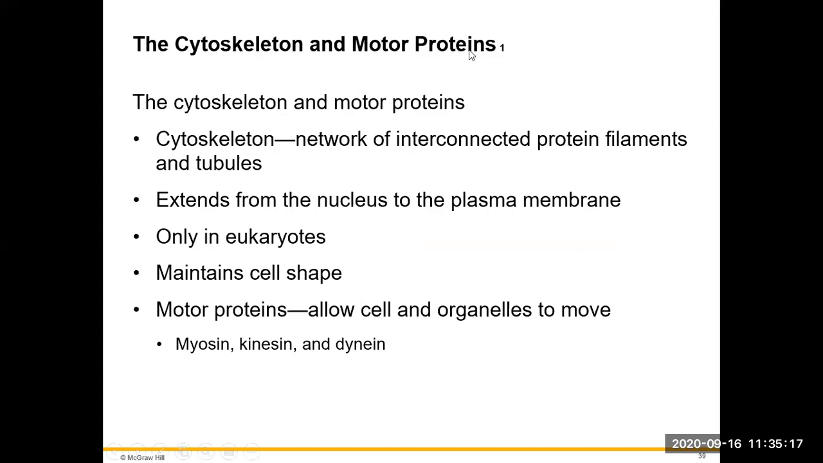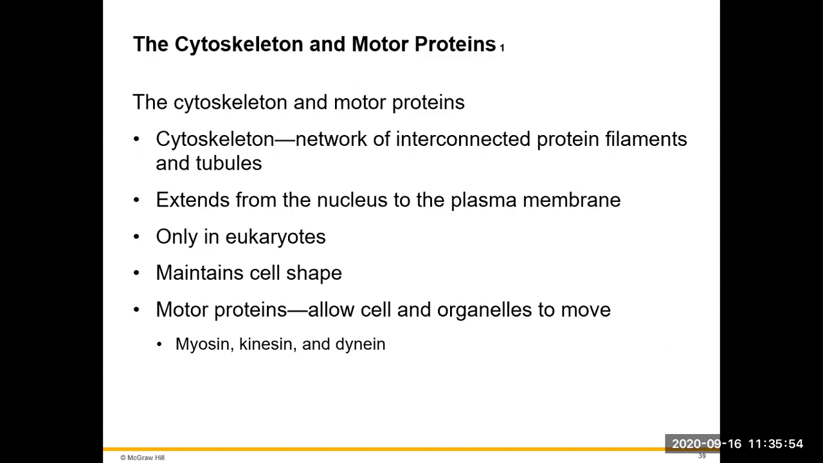The cytoskeleton and motor proteins. The cytoskeleton, you can think of it as the subway system of the cell, and at the same time, all the buildings of the cell. Because the cytoskeleton is the network of interconnected protein filaments and tubules that you can use for transport and for maintaining the shape of the cell. And it extends from the nucleus to the plasma membrane, like the subway extends from the center in Manhattan to the rest of the boroughs.